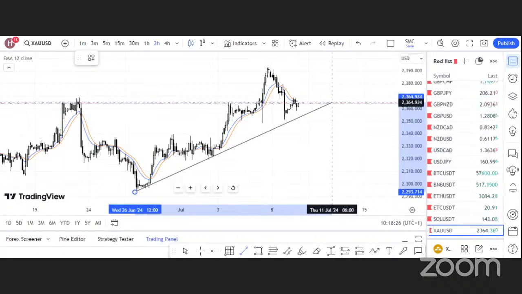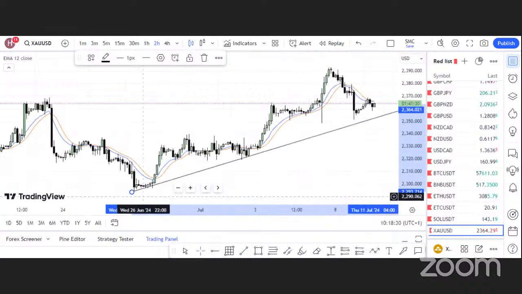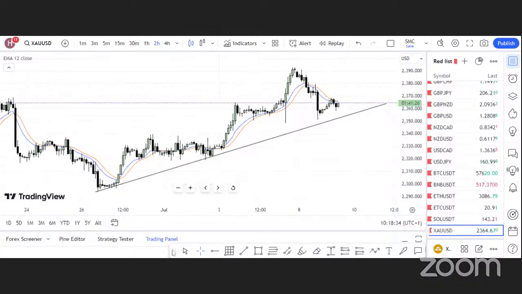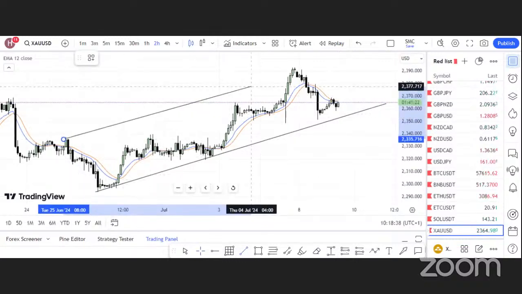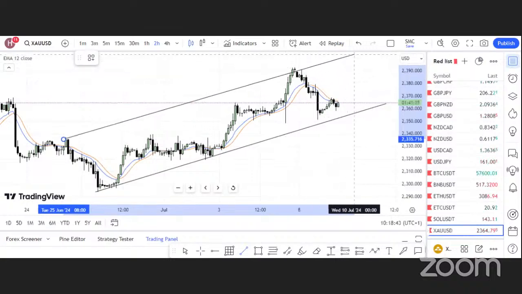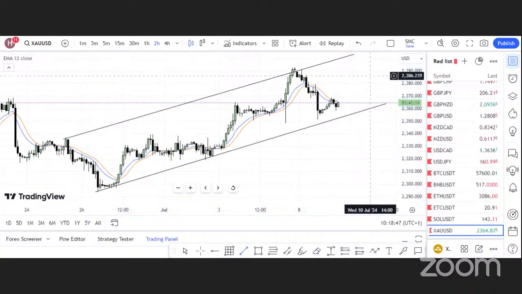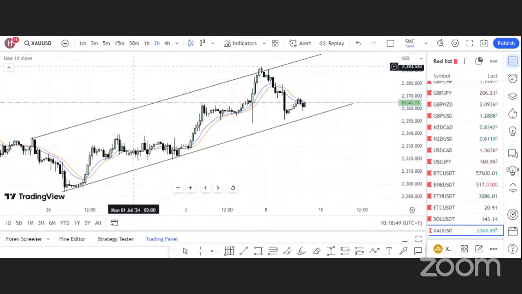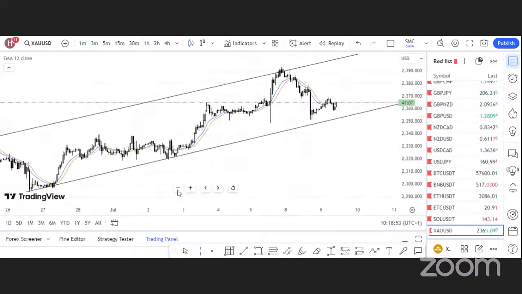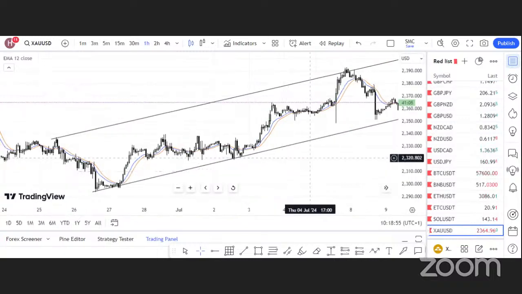So what I'm going to do here is draw my trend line from the low, which is this level, to this level. Okay, draw my trend line from the low to the high, and then draw another one above, to complete the trend line channel. So now we have a trend line channel on the 2 hour time frame. Let's drop down to 1 hour time frame.